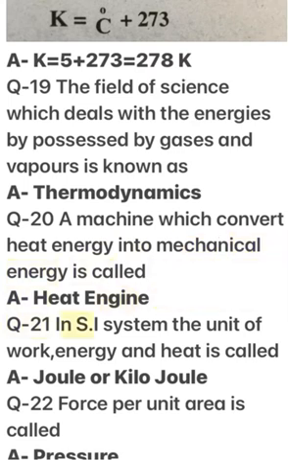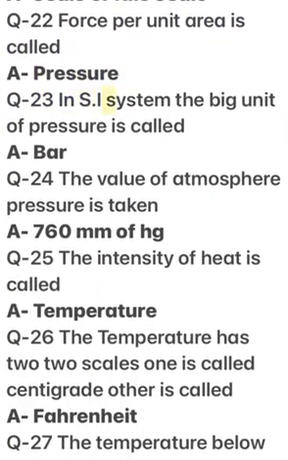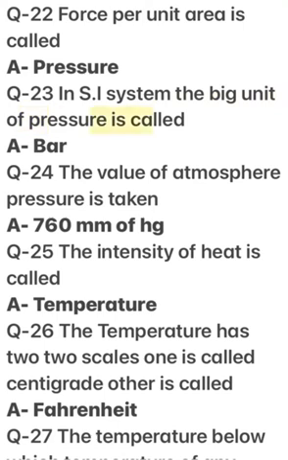Q21. In SI system the unit of work, energy, and heat is called joule or kilojoule. Q22. Force per unit area is called pressure. Q23. In SI system the big unit of pressure is called bar. Q24. The value of atmospheric pressure is taken as 760 millimeters of Hg. Q25. The intensity of heat is called temperature. Q26. The temperature has two scales. One is called centigrade, other is called Fahrenheit.